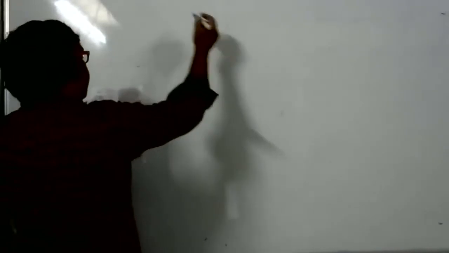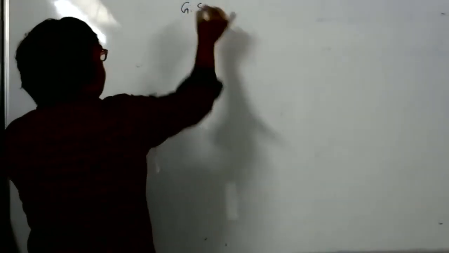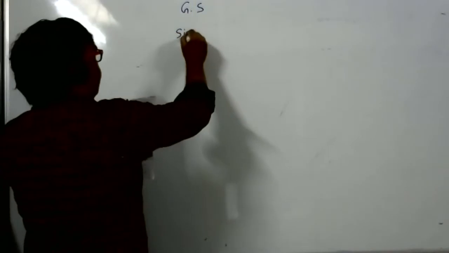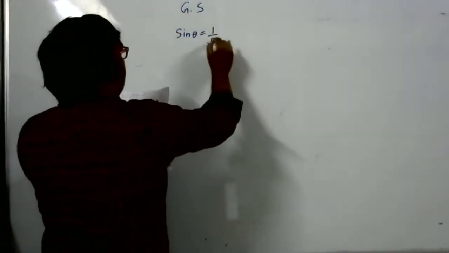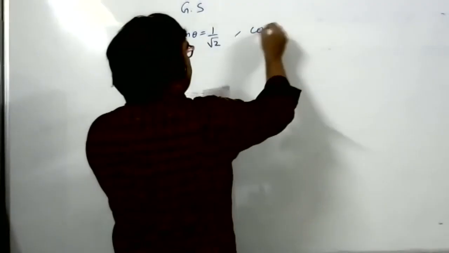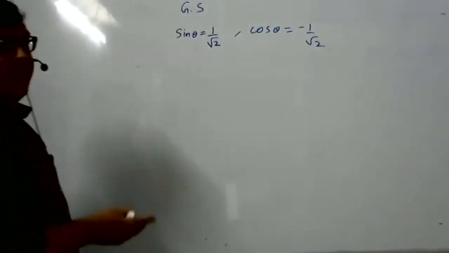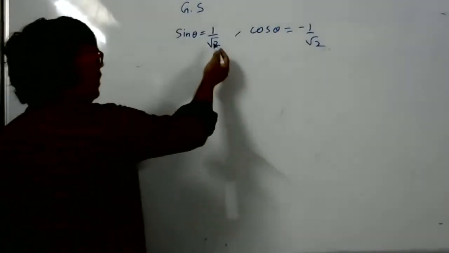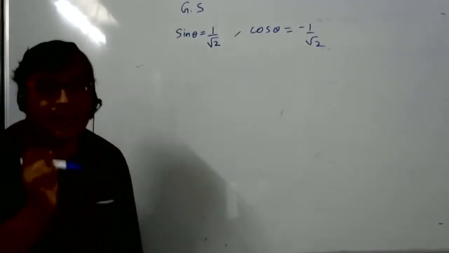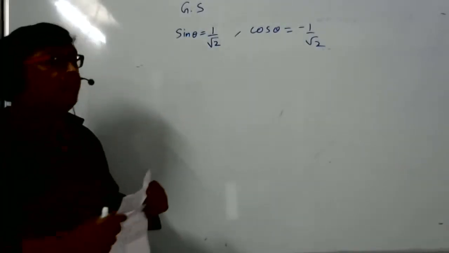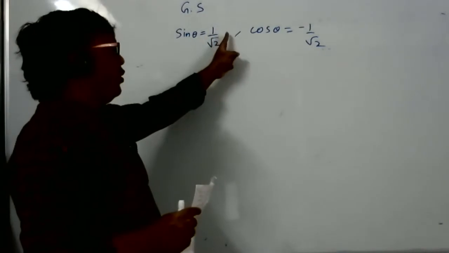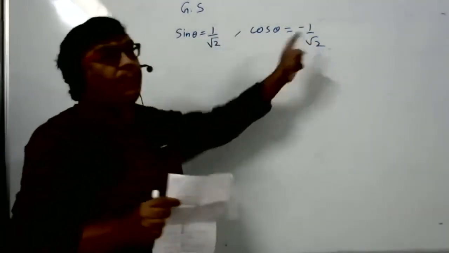Yes, sir. First one answer is, see, the question was, we'll start the class seriously now. General solution we have to find. GS, general solution. Sin theta is 1 by root 2, cos theta is minus 1 by root 2. General solution, let me do in 2 minutes, so it will not take much time. We have to find such theta for which sin theta should be 1 by root 2 and cos theta should be minus 1 by root 2.